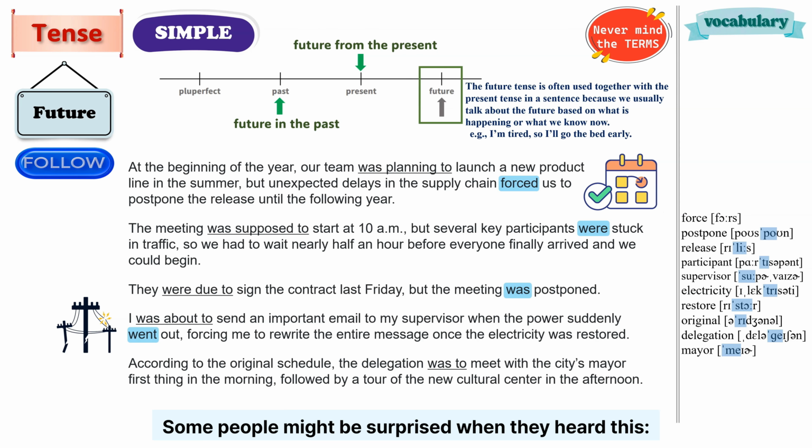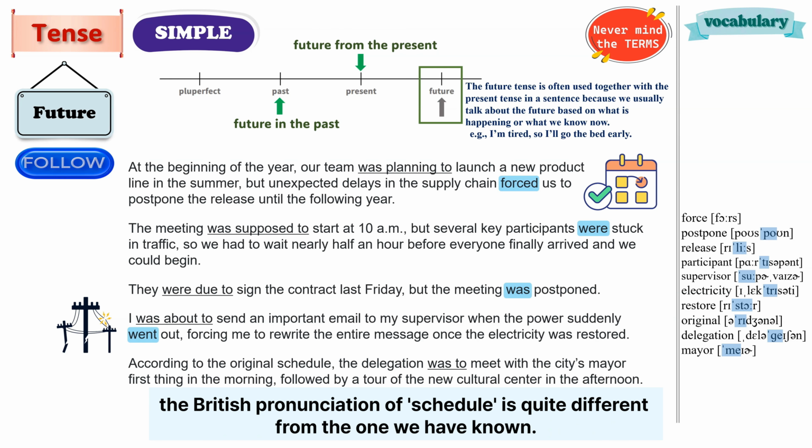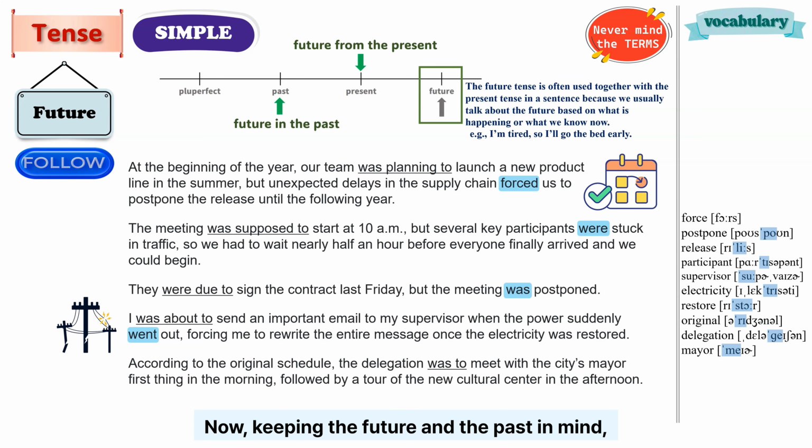Some people might be surprised when they hear this. The British pronunciation of schedule is quite different from the one we have known. Now, keeping the future in the past in mind, let's read again from the beginning. At the beginning of the year, our team was planning to launch a new product line in the summer, but unexpected delays in the supply chain forced us to postpone the release until the following year.